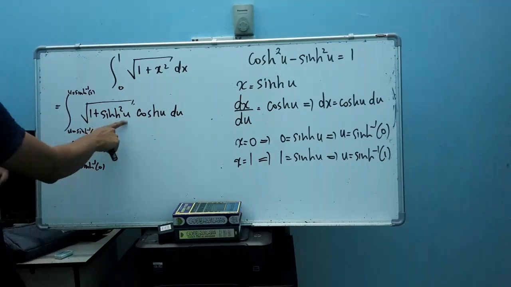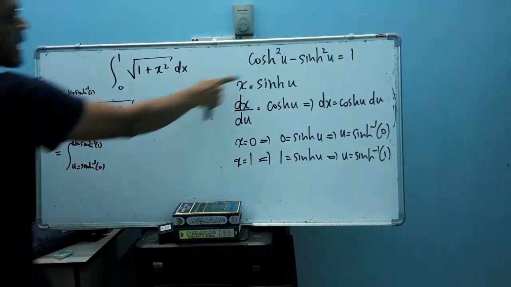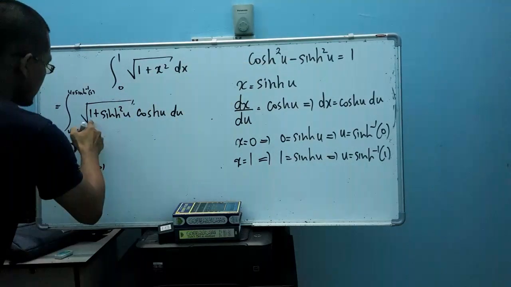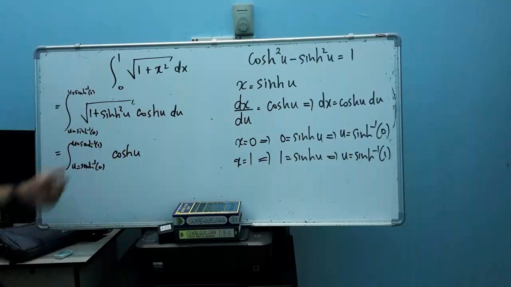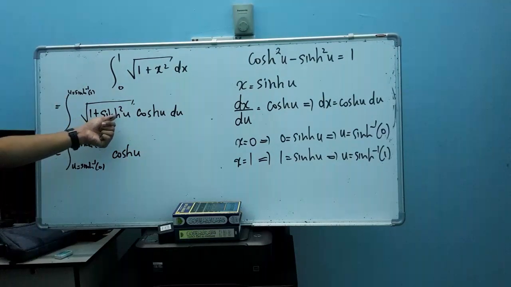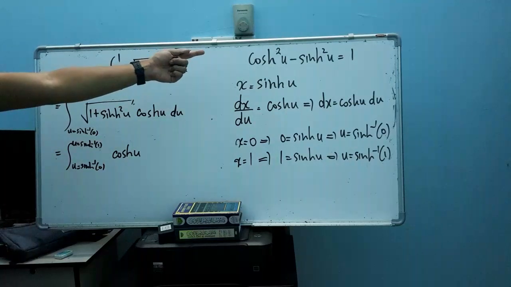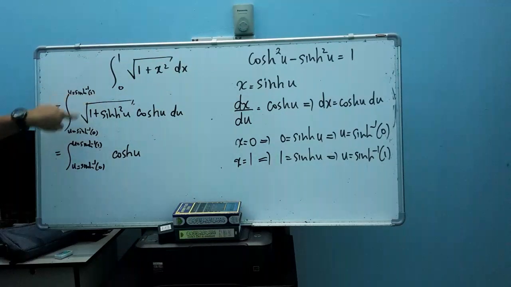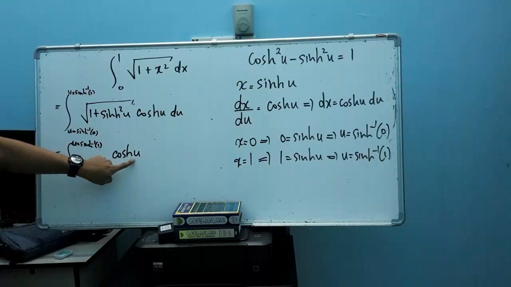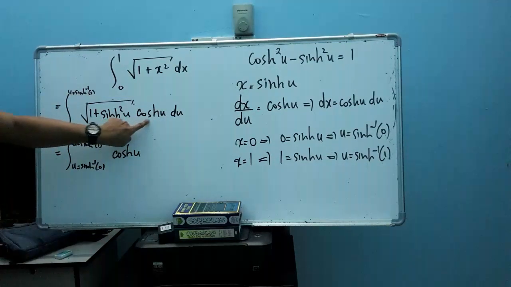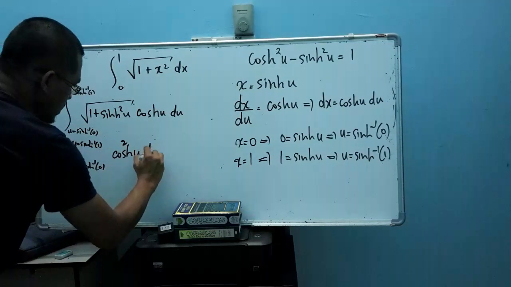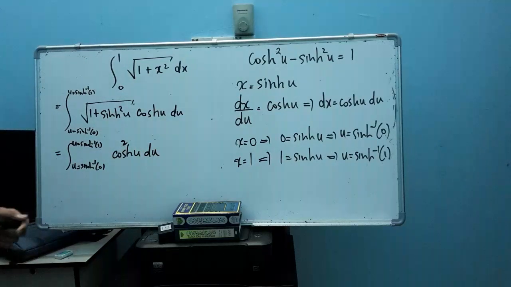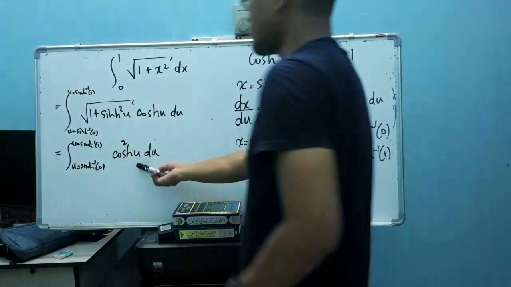So what is this? By our identity, this part will give me cosh u, because 1 plus sinh squared u is equal to cosh squared u. Then you take the square root, and you will have only cosh u here, and then you have the same term here, so I can have cosh squared u.